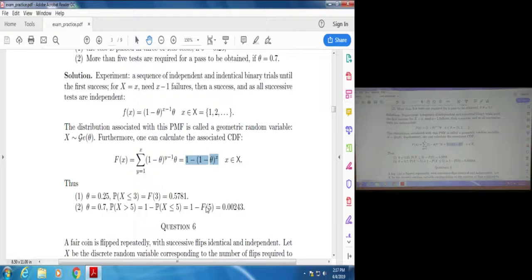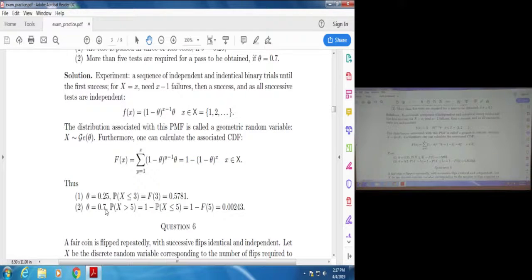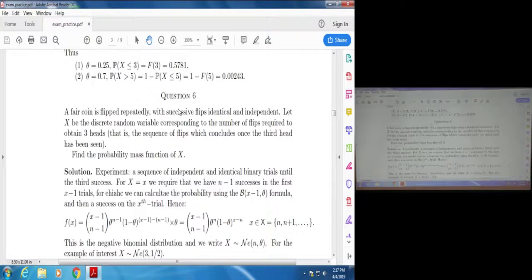That's 1 minus f of 5 when theta is equal to 0.7, and apparently that's 0.0243. Okay, and you expect these numbers. This number is quite expected actually, because theta is 0.7. So the chance that this individual passes their driving test is quite high, so the chance that they take six or more tests is pretty low. Okay, that's question 5.